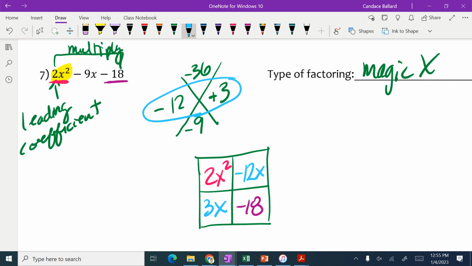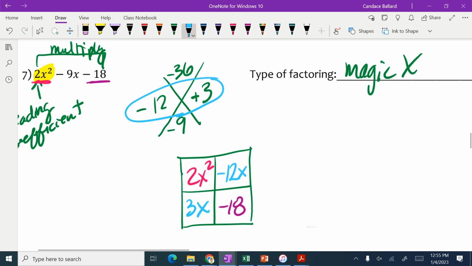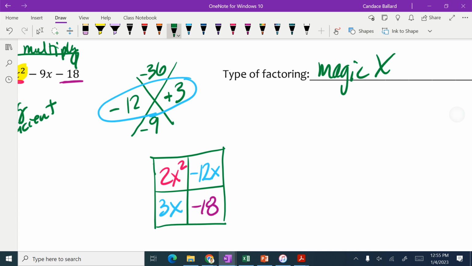Now you're going to ask yourself, so it's not just magic X. Sorry, I've noticed we didn't. It's the magic X and the box. Sometimes I'll call it the X box method. You've got to do the X and the box, and it happens when you have a trinomial with a leading coefficient.